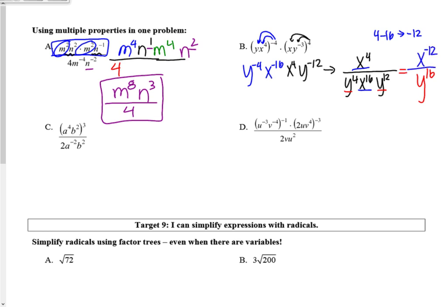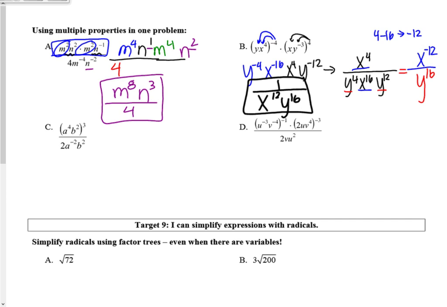When you subtract, it always ends up in your numerator. But I know I can't have that negative exponent, so I'm going to have to move that to my denominator as well. So I have x to the 12th, I have y to the 16th, all in my denominator. I have to have something in my numerator, so I put a 1 up top.